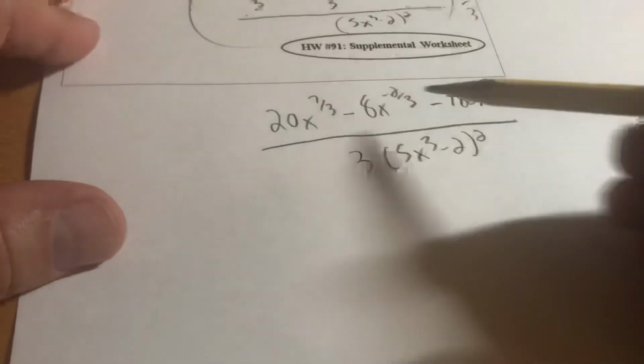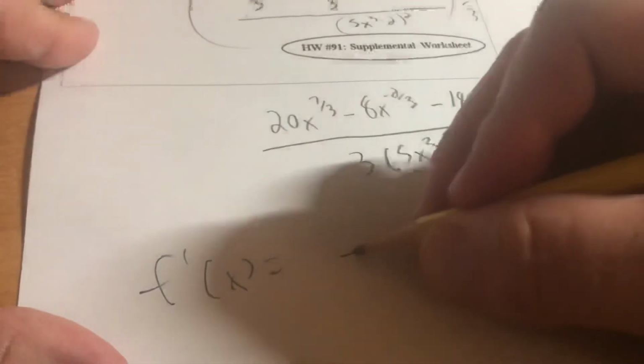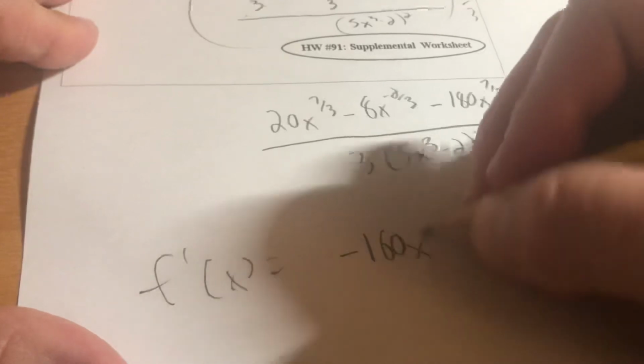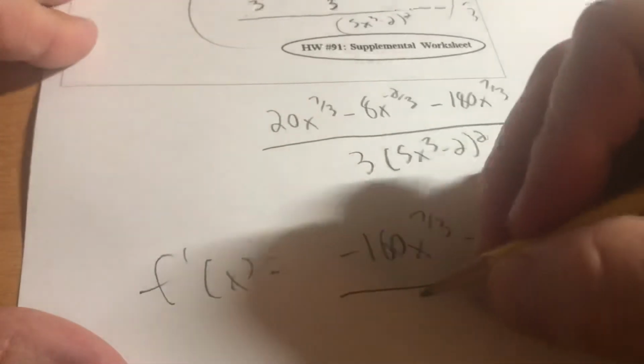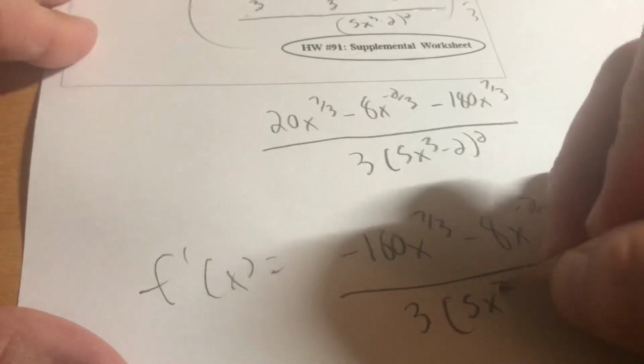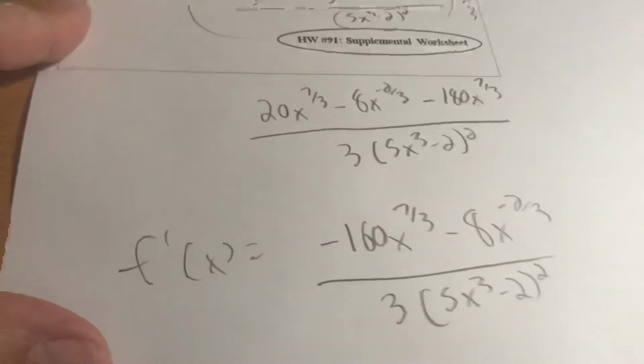And looks like we just have some like terms. 20 minus 80, negative 160, x to the 7/3, minus 8x to the negative 2/3, over 3 times the quantity 5x cubed minus 2 squared. And we'll leave it at that.